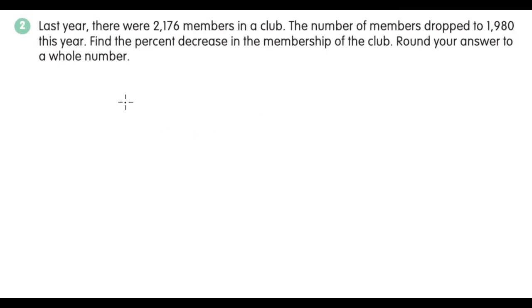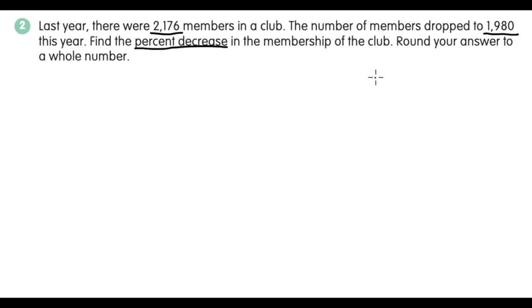In the second example here, we're given that there are 2,176 members in a club, and the number of members dropped to 1,980. We're trying to find the percent decrease. Even if it didn't say percent decrease and it just said find the percent change here, we could tell that it's a decrease because last year there were 2,176 and this year there are 1,980, which is a decrease in member enrollment in this club.